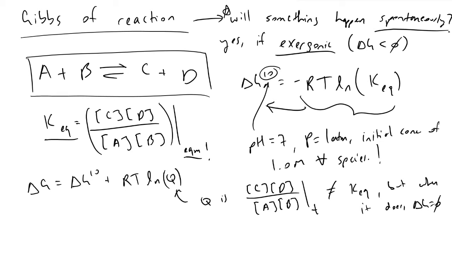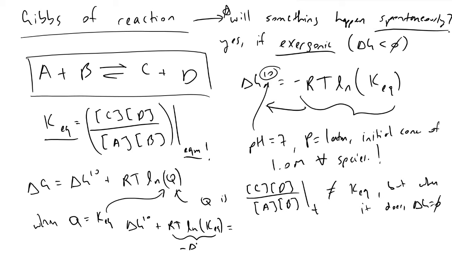And just to further underline this point, when Q equals KEQ, we can substitute Q in here, and what we have is delta G prime naught plus RT ln KEQ, which we already described to be the negative of delta G prime naught. Therefore, this is equal to delta G prime naught minus delta G prime naught, which is equal to 0. And so that's how we know that when Q equals KEQ, there's no longer a spontaneity factor to our reaction.